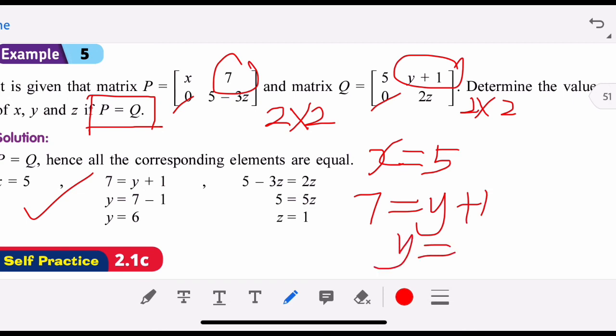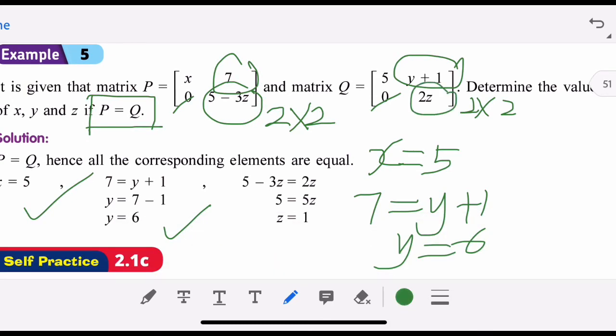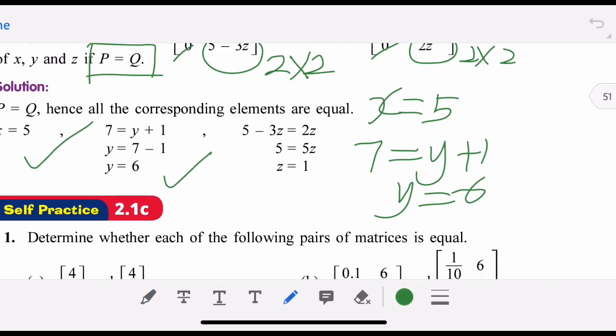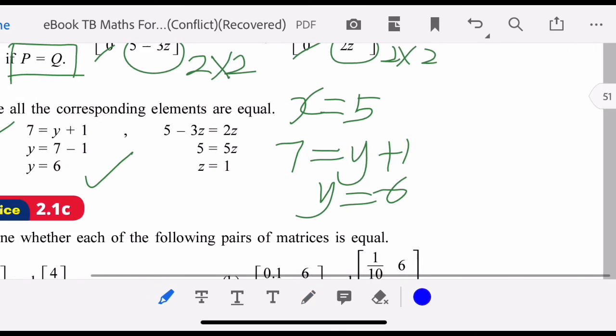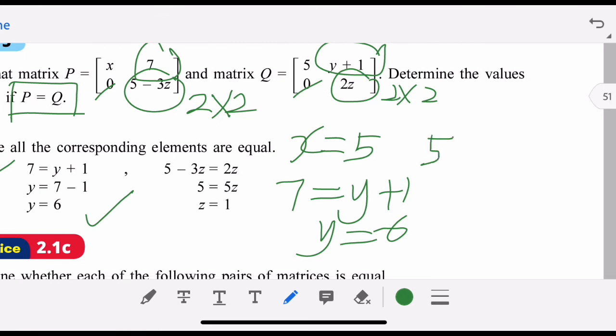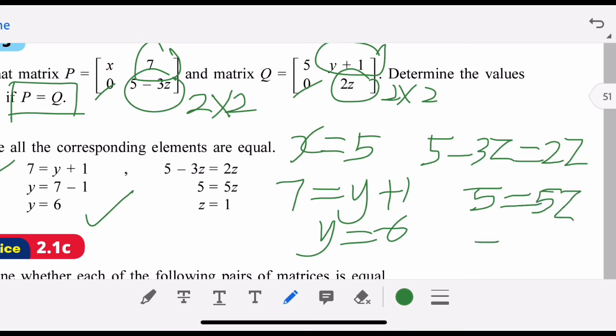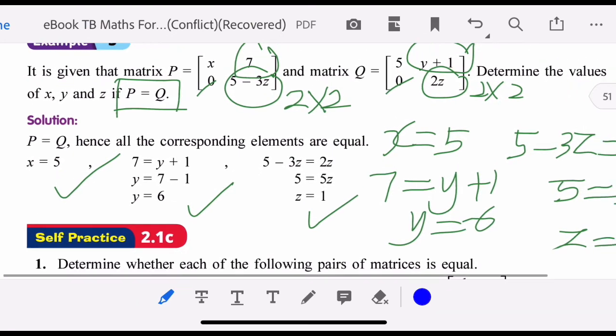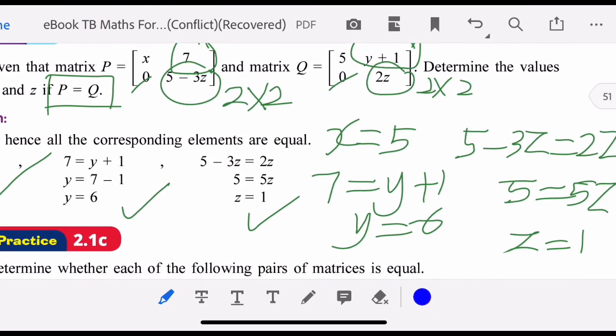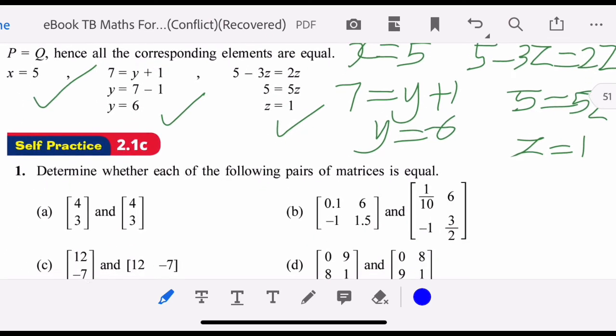Y is 6. Okay. Finally, we can say this 5 minus 3z should be the same as the other element. So we can equate them and solve the equation. Right? So it's 5 minus 3z equal to 2z. So 5 is equal to 5z. So z is equal to 1. So we can solve by using the concept that corresponding elements are equal, right?